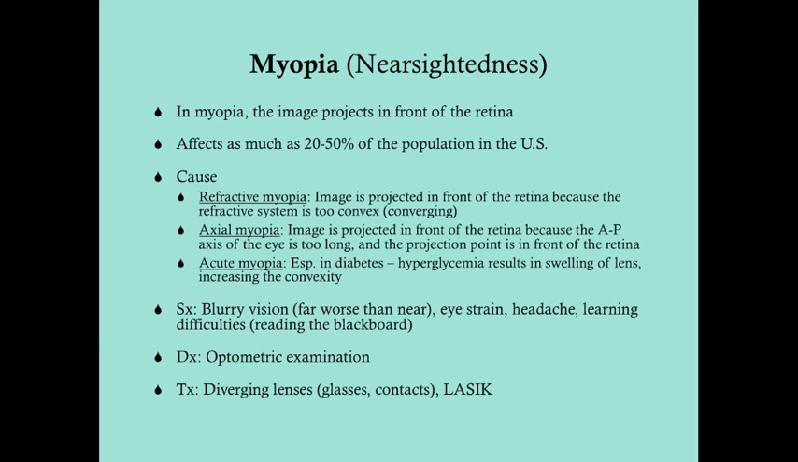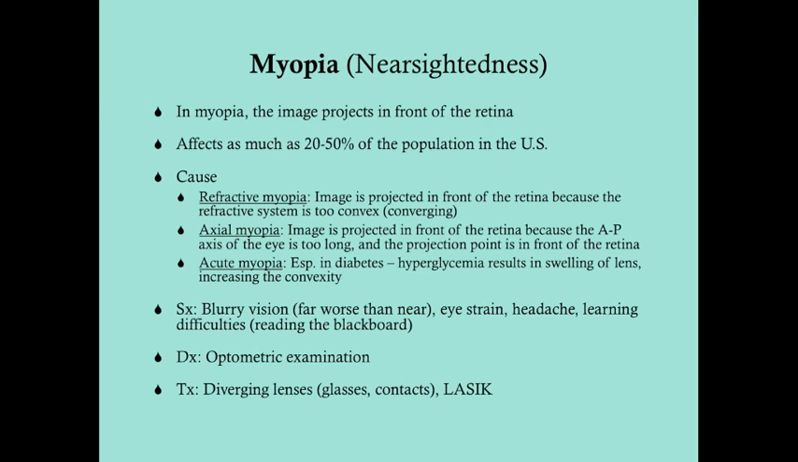They'll typically have eye strain because of the difficulty seeing. It can cause headache, it can cause learning difficulties in preschool and grade school, and typically it'll be difficulties reading the blackboard because that's far away. And the way this is diagnosed is by optometric examination using the Snellen chart, but ultimately in order to diagnose this, it needs to be in a formal optometric setting.